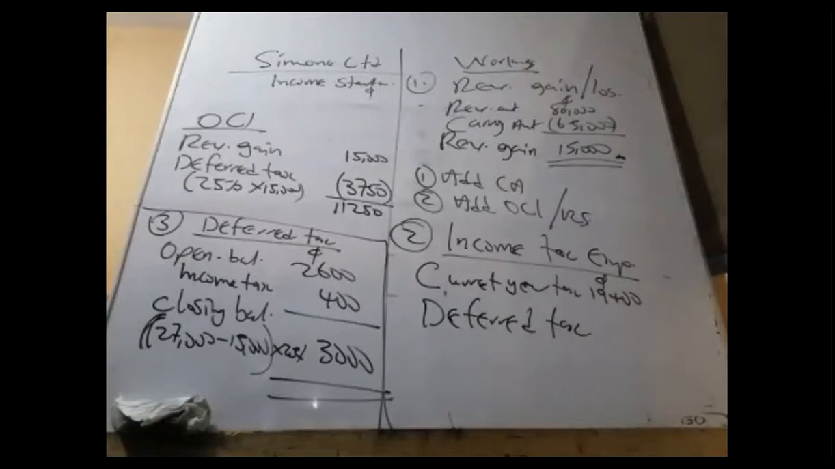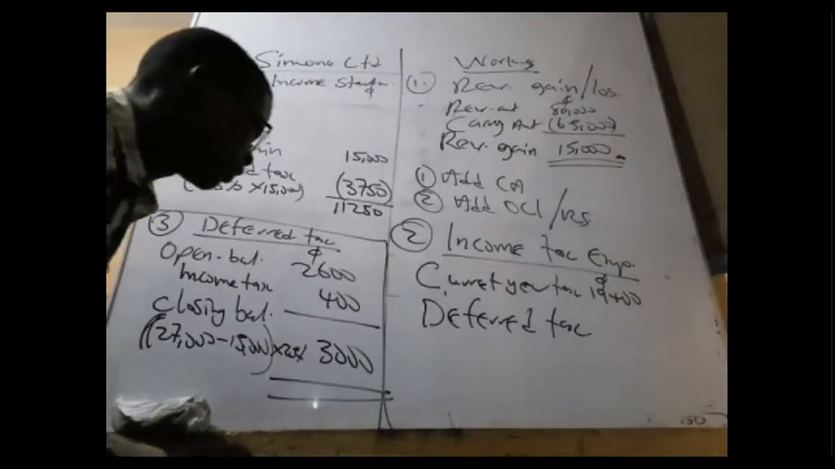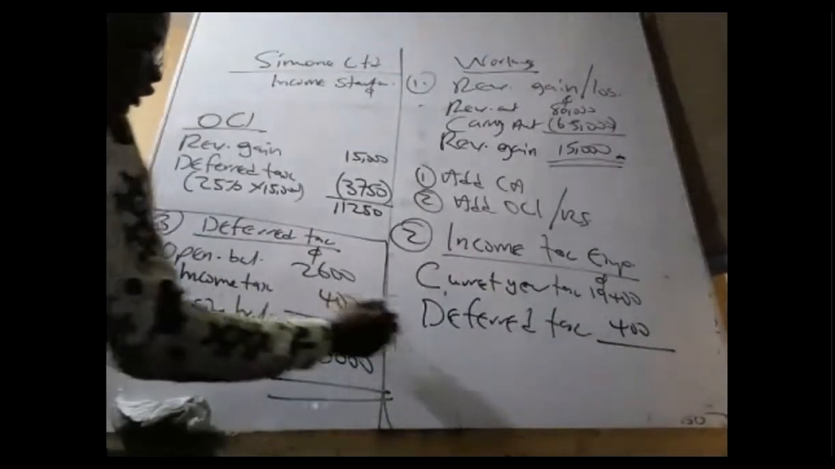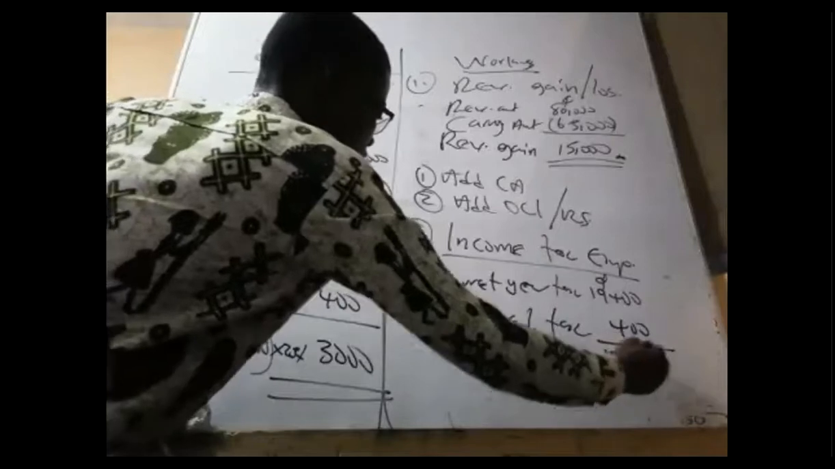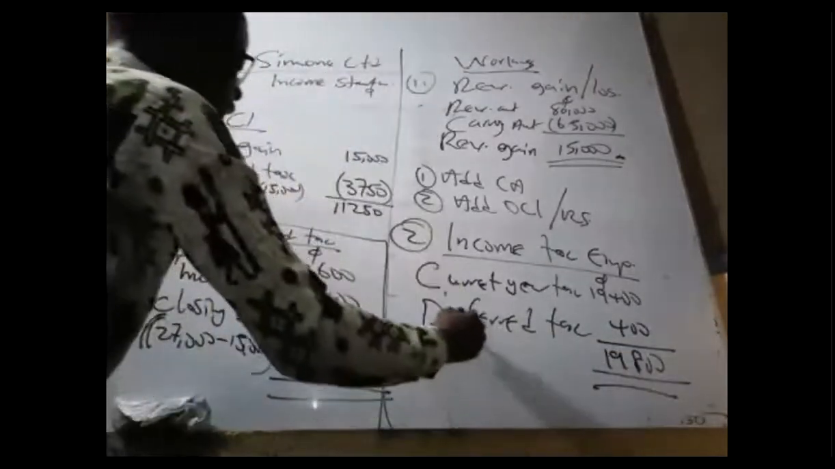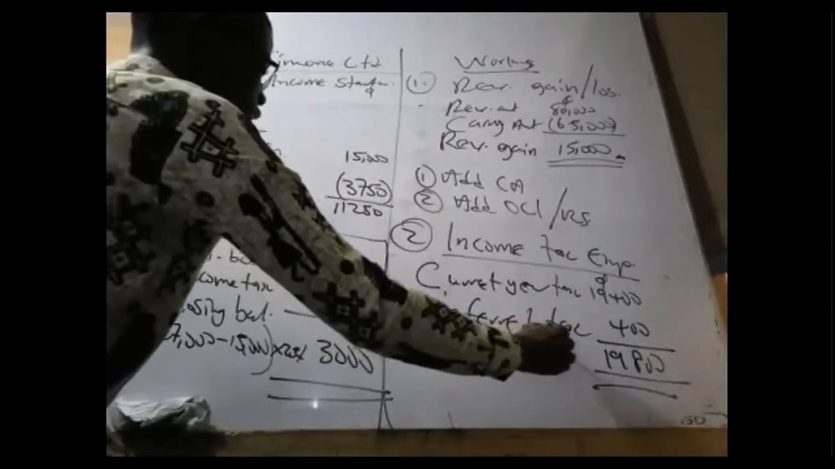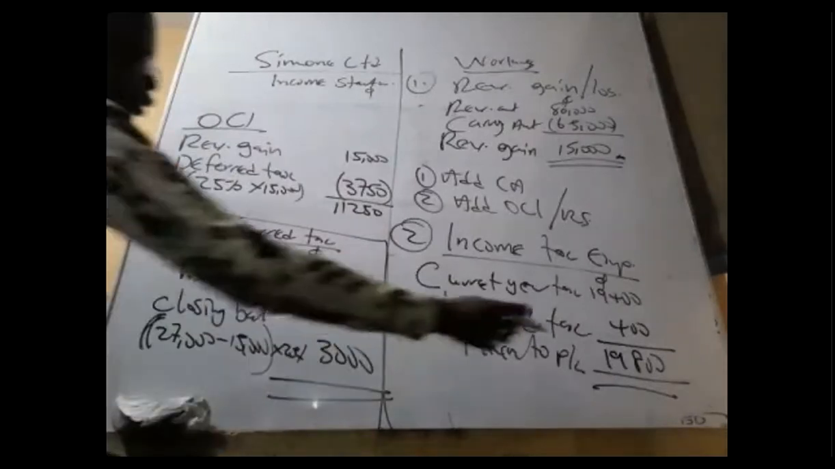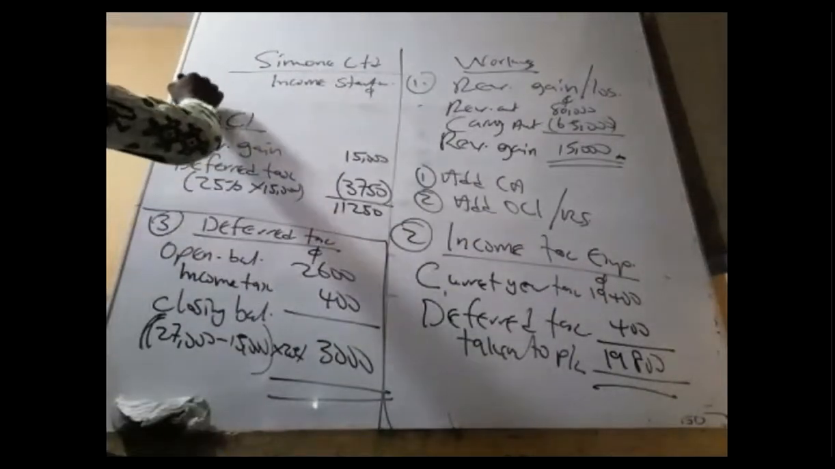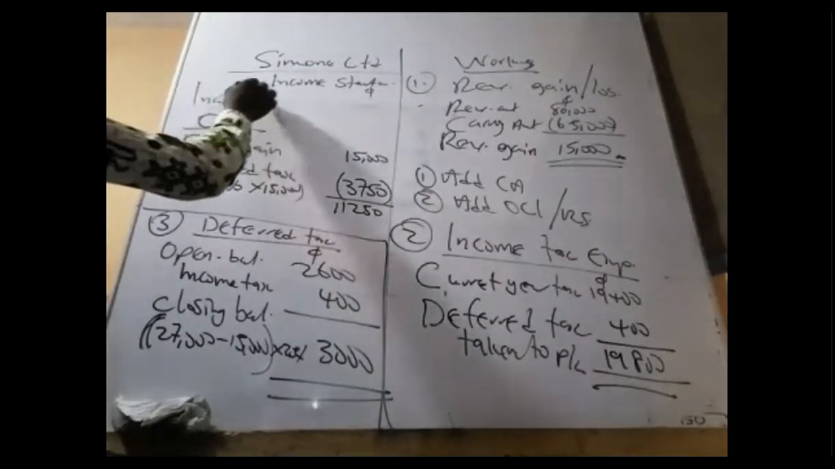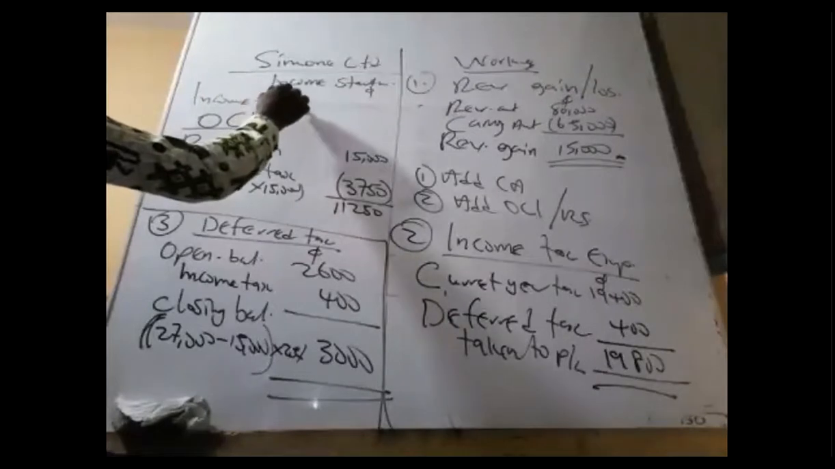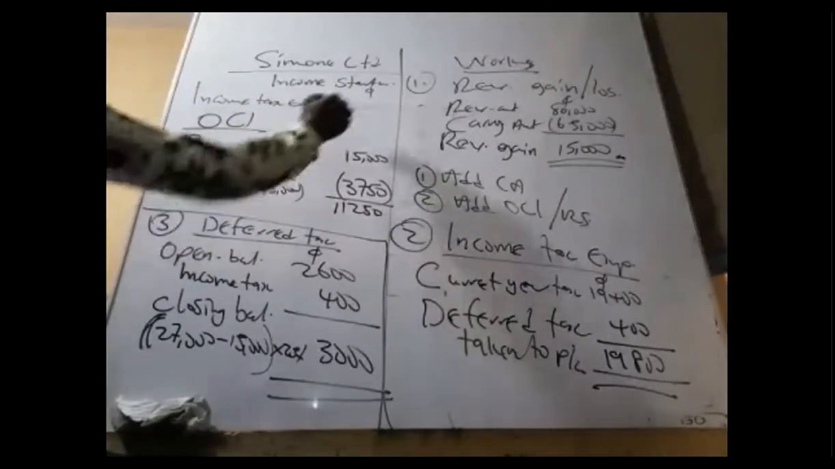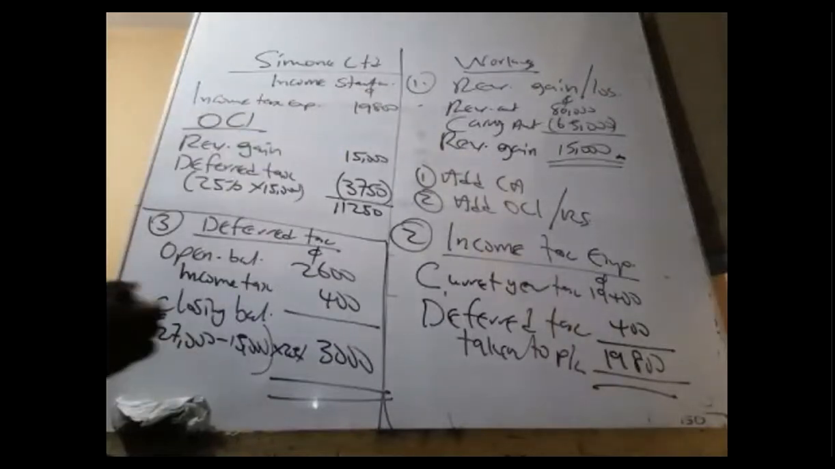That is all. Okay, let me prepare the balance sheet extracts, and then we are done. So here, I'll put the 400 here. I'll put them together. It's positive here, the same figure. So 19,800. This one is taken to P&L. When I come to the P&L, income tax expense will be 19,800.